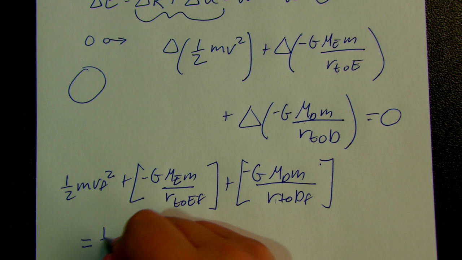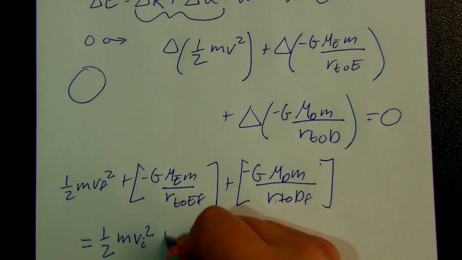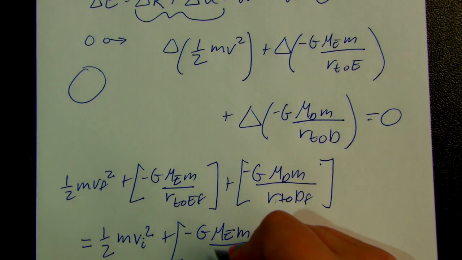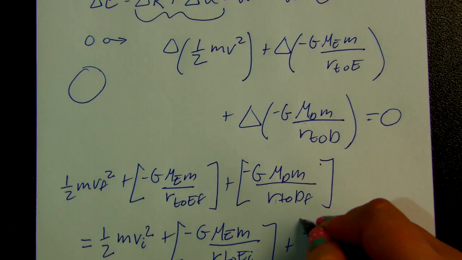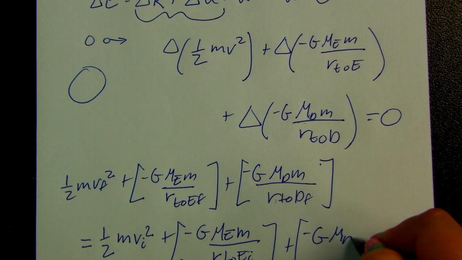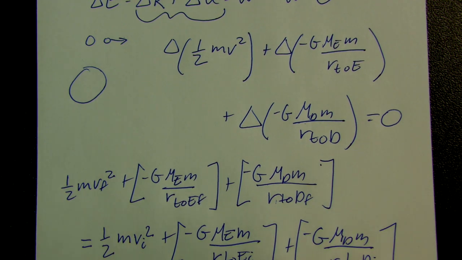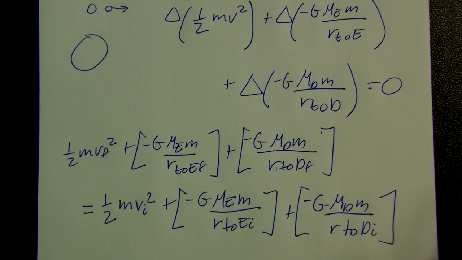This is all equal to 1/2 mass of the probe times the initial velocity squared plus minus G mass of Eris times mass of the probe, divided by the distance to Eris initial, plus minus G mass of Dysnomia, mass of the probe, divided by the distance to Dysnomia initial. So there is no change of identity. The masses are going to stay the same throughout the entire time, and then you could just plug and chug along and solve this problem.